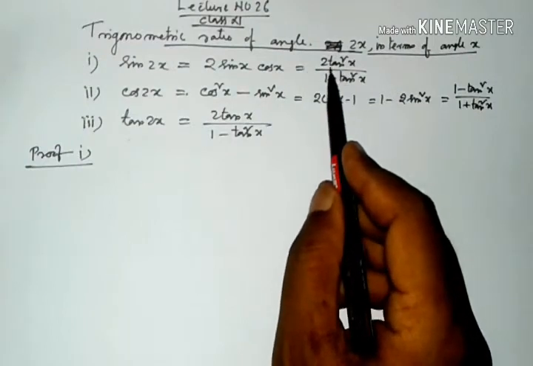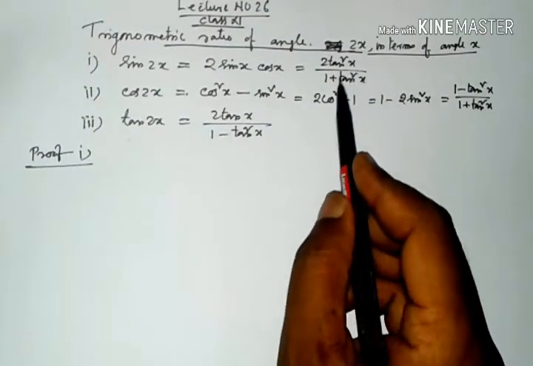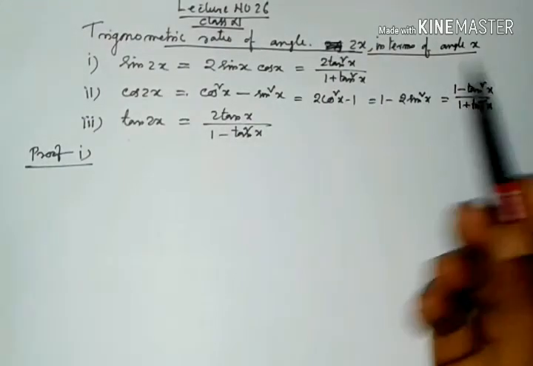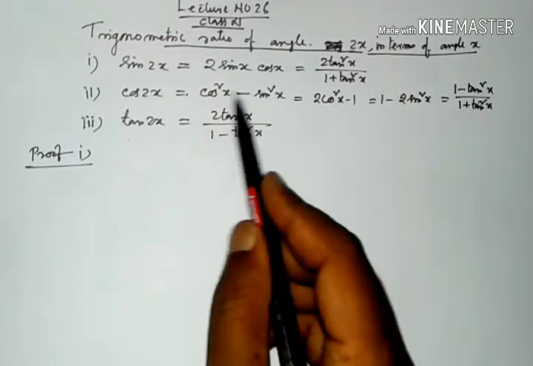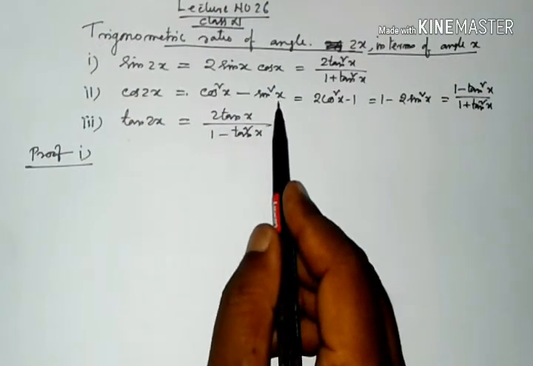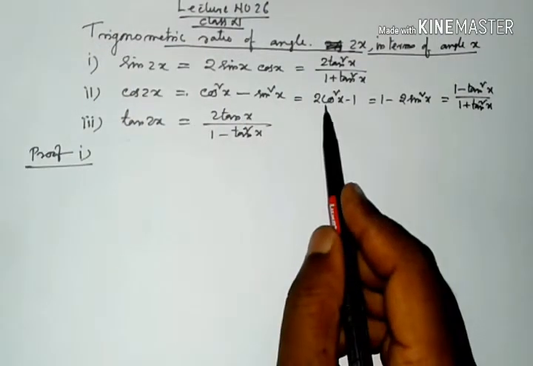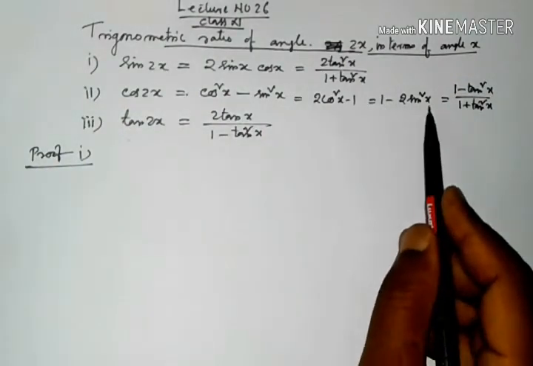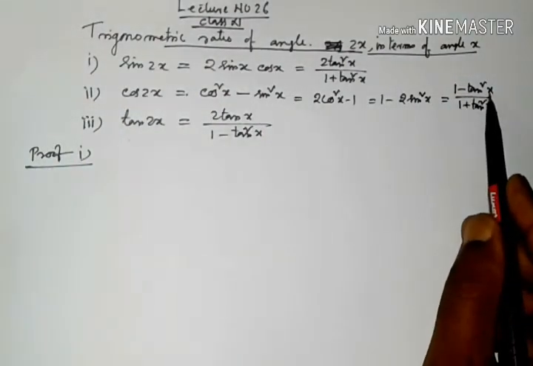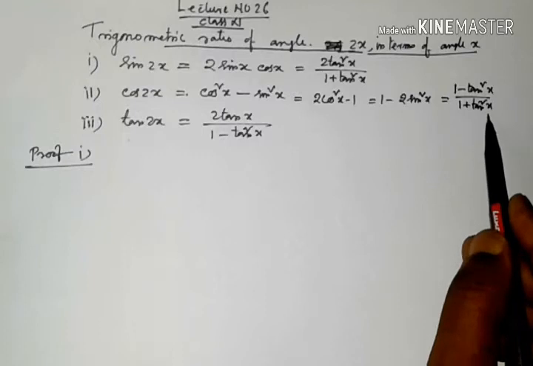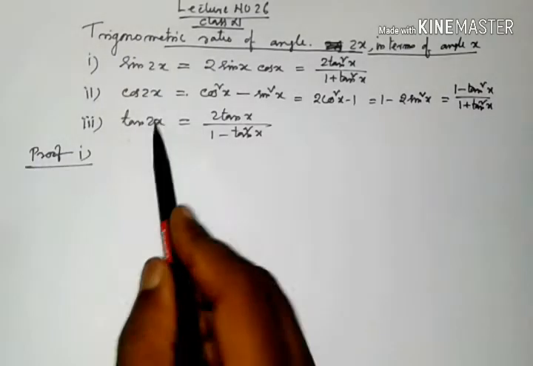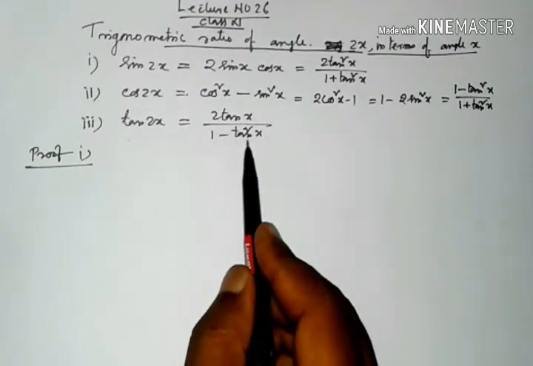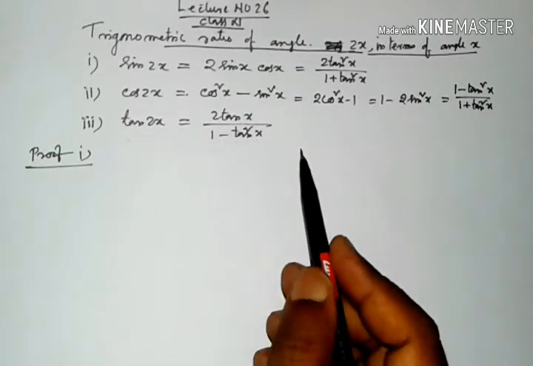We can also write it as 2 tan x divided by 1 plus tan square x. cos 2x, that is cos square x minus sin square x, or we can also write it as 2 cos square x minus 1, or 1 minus 2 sin square x, or 1 minus tan square x divided by 1 plus tan square x. Tan 2x is 2 tan x divided by 1 minus tan square x.